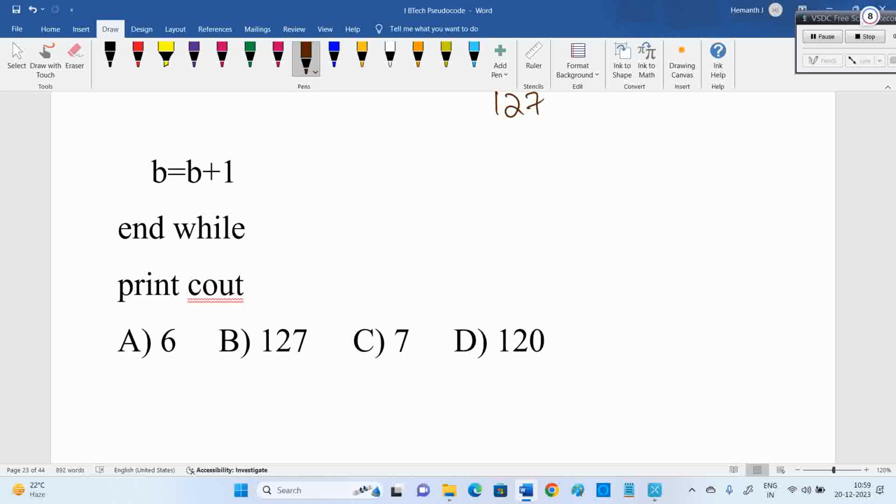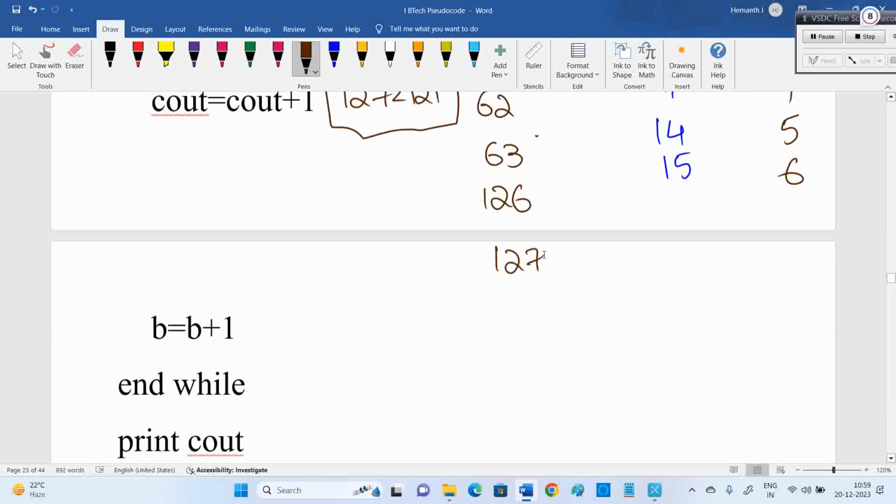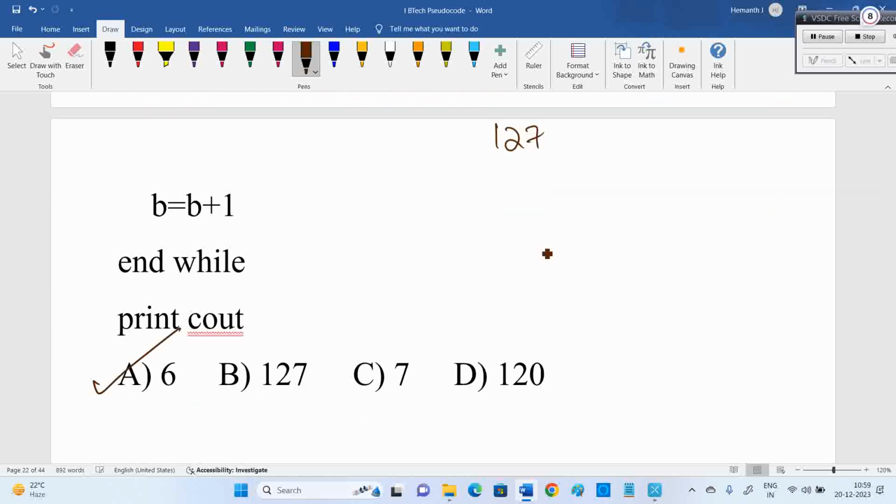But okay, they are not asking about the B value. They are asking now C out. C out is what? 6. It's not 7. See, they are giving close things. 6 and 7 is there, 127 is there. So please check it out. We have to go with 6.